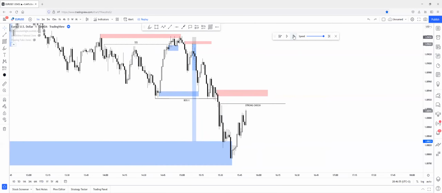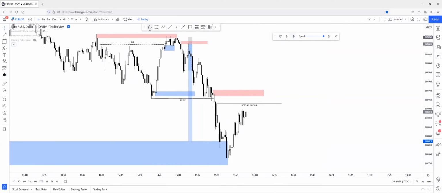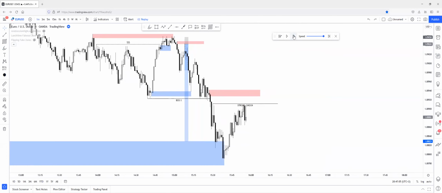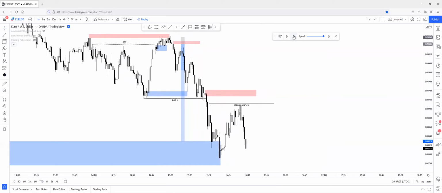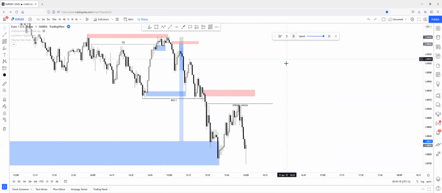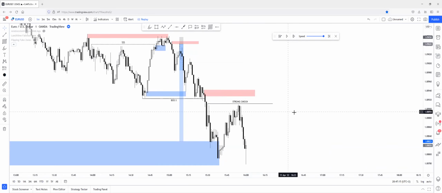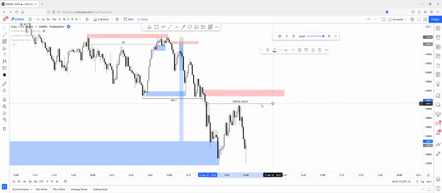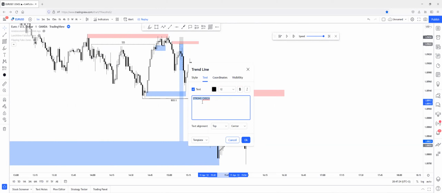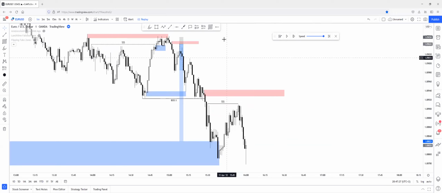Okay, the tap of the last supply zone has happened. Right here, as you can see, price has tapped into this supply zone. Let's see if the strong change of character can happen. No, it has reacted on it. I will just move it to the top. And actually, as you can see, price has created liquidity for this zone. I will just remove this and write it as liquidity. Price has created liquidity for this supply zone.